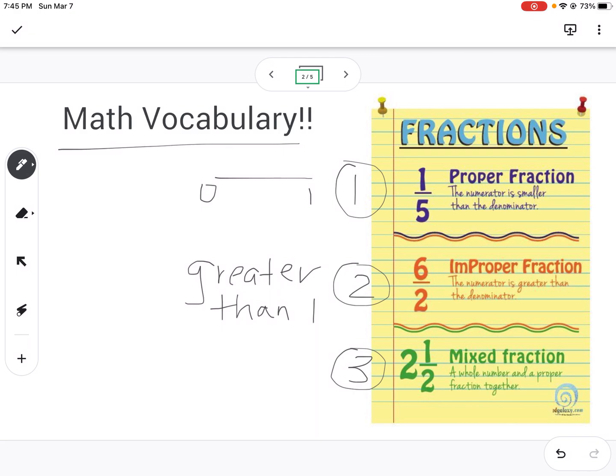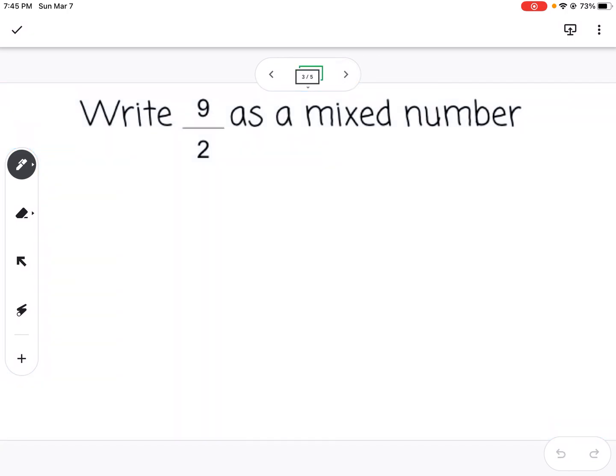So again, a proper fraction is what we're used to. The numerator is smaller than the denominator. The improper fraction is when your numerator is bigger than your denominator, and those fractions are greater than 1. And again, a mixed number, you can see the whole number as well as the fraction, and these fractions are also greater than 1. So what we're going to be doing today is taking these improper fractions and writing them as mixed numbers. So let's dive right into our first example.